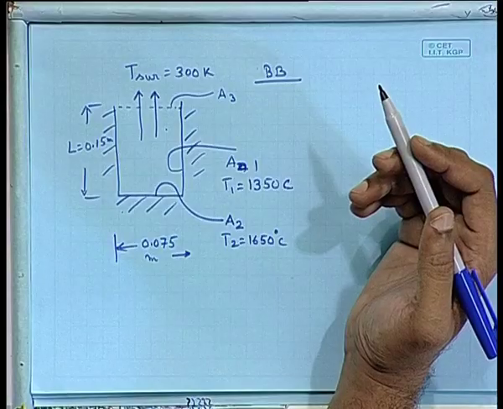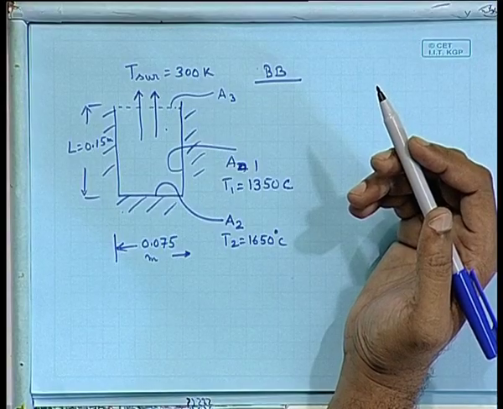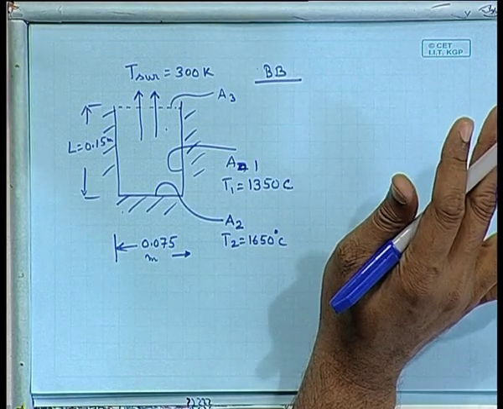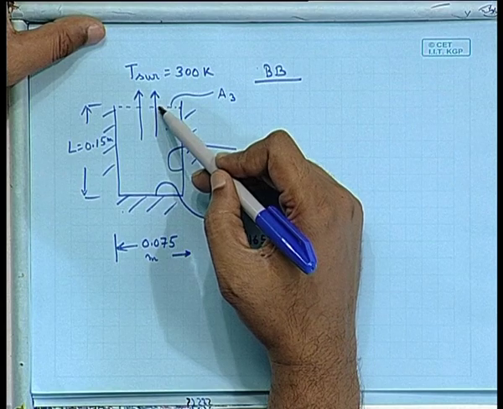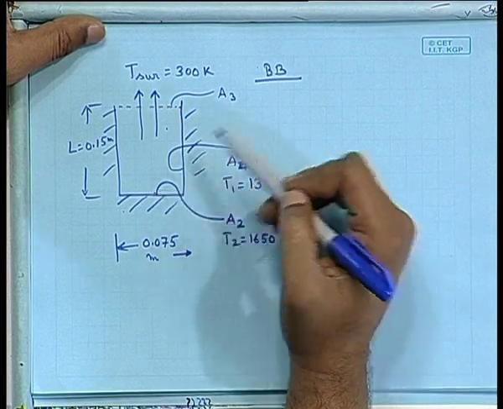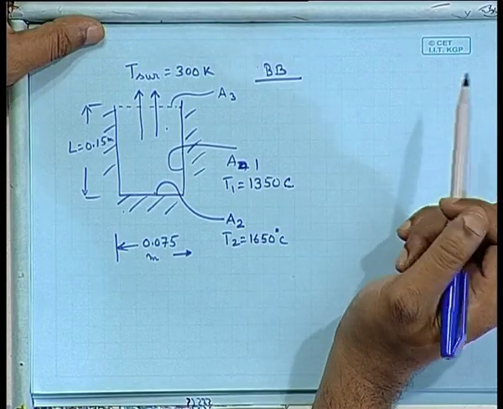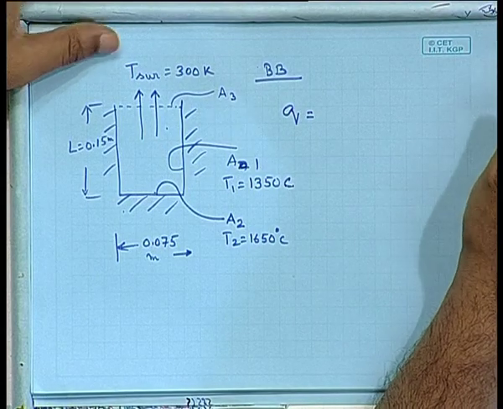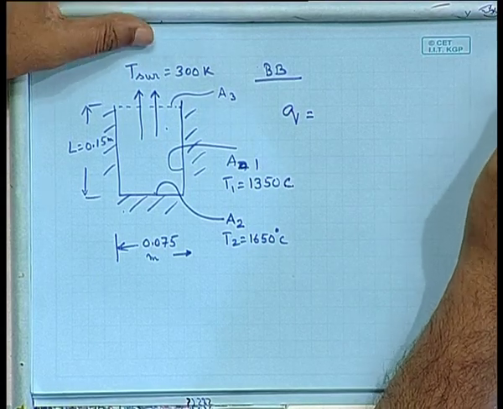We are going to lose heat through surface 3, and surface 3 is going to interact with 1 and with 2. Apart from that, A1 and A2 may interact with each other as well. Is the complexity of the problem clear to you? A1 is going to interact with 3, 2 is going to interact with 3, and 1 and 2 are also going to interact with each other. I would like to find out this value of Q. What is going to be the value of Q?